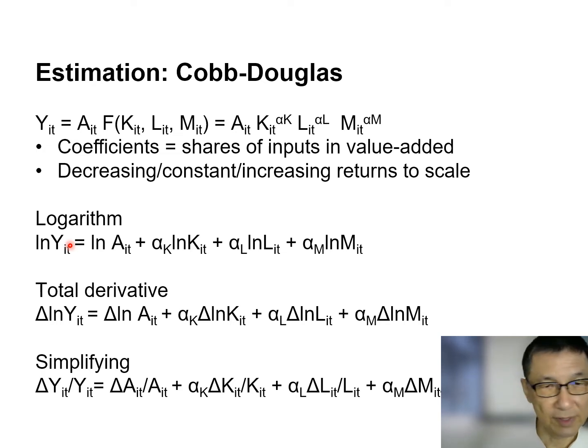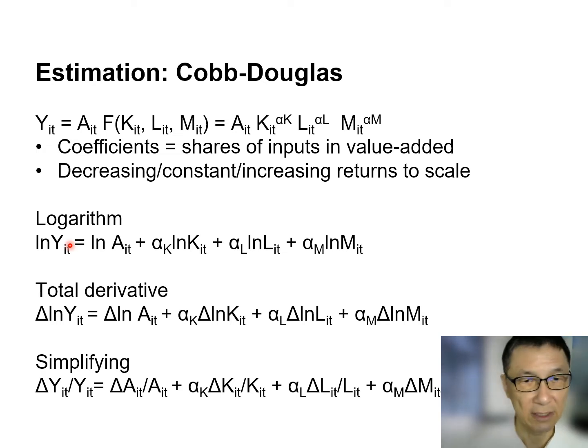The next step towards estimating total factor productivity is to take the total derivative of this logarithm expression. So we have the change in the logarithm of output is equal to the change in the logarithm of total factor productivity plus alpha K times the change in log of capital plus alpha L times change in log of labor plus alpha M times change in log of intermediate inputs.